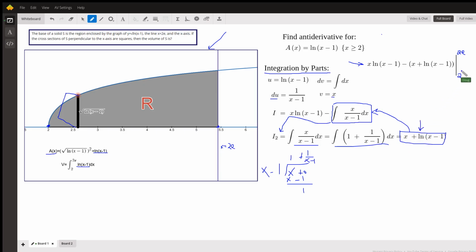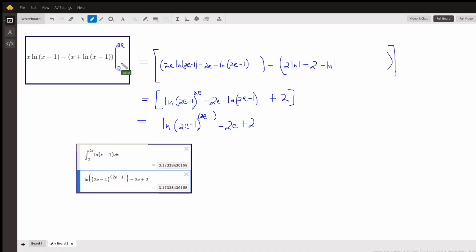Okay, and we want to evaluate that from 2 to 2e. And here's what that looks like. We're just going to put in 2e wherever there's an x, minus we're going to put 2 in wherever there's an x. Over here, these ln of 1s are zeros, so these terms drop out. So we have minus and minus 2, that's the plus 2.